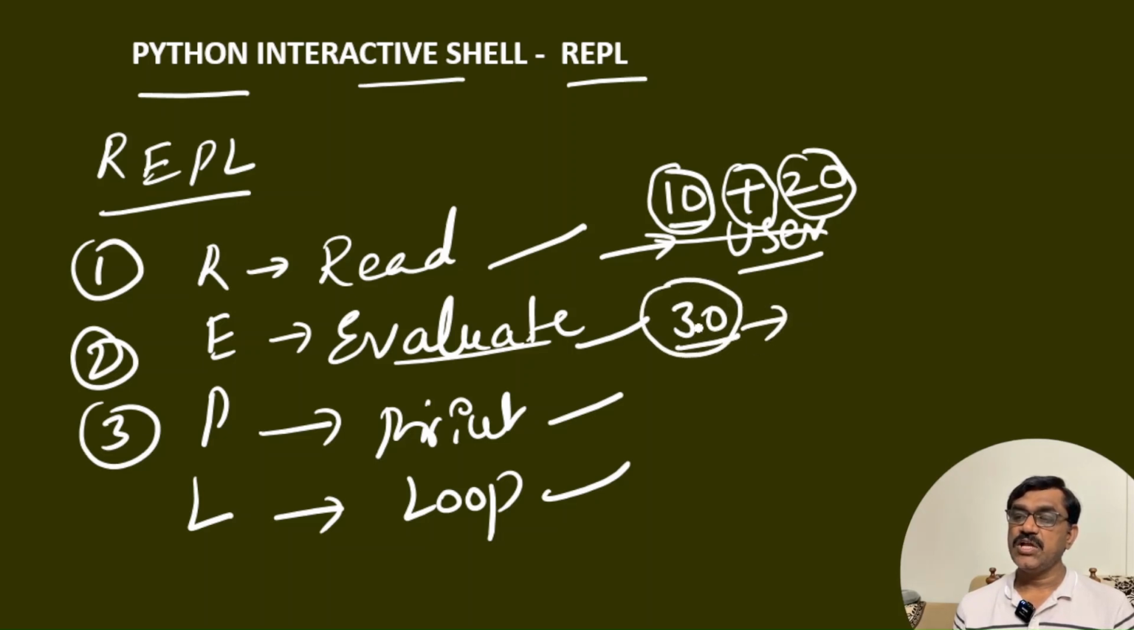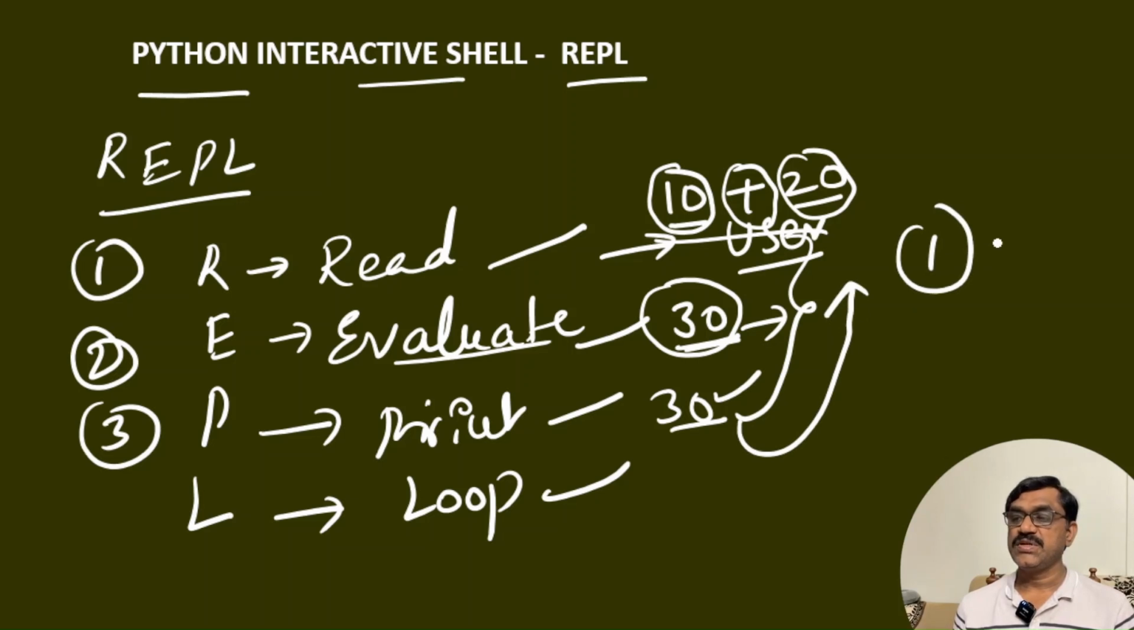Now, this evaluated result 30 is printed in the third step, print. In the third step, print, it is printing the results which are evaluated in the second step. Okay, read is completed, evaluation is completed, and print is completed. Now, after this operation, again it is going to take the input from the user, repeating from the first step, read. That means after printing the results, the interactive shell is again waiting for the next input continuously.